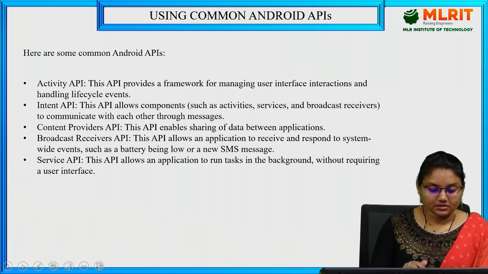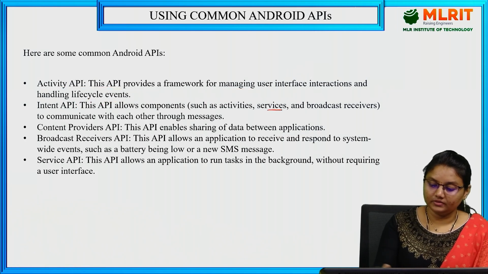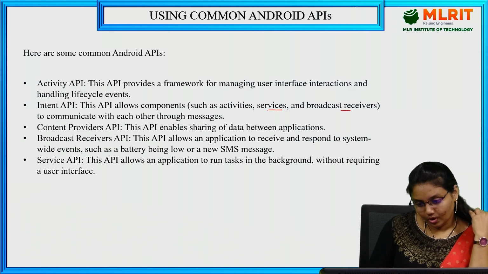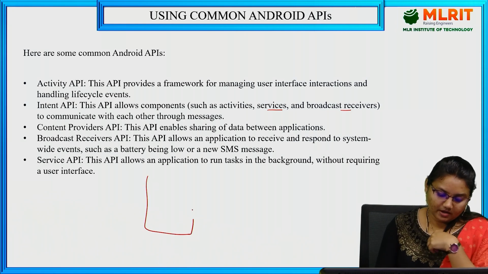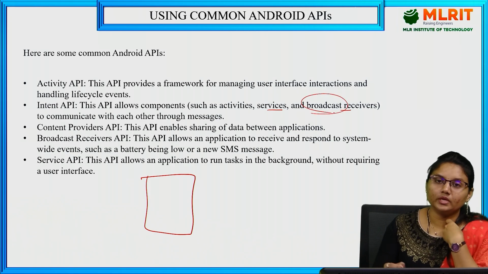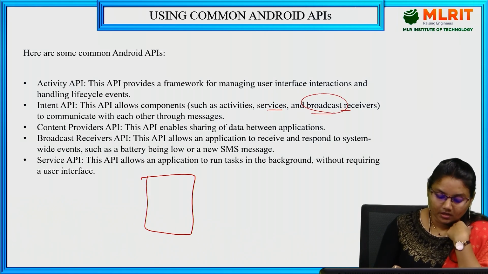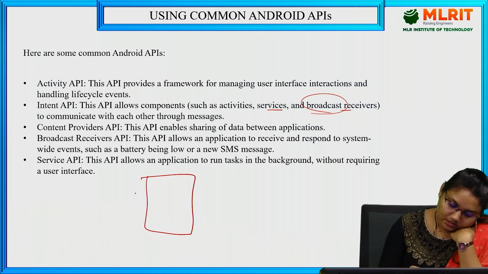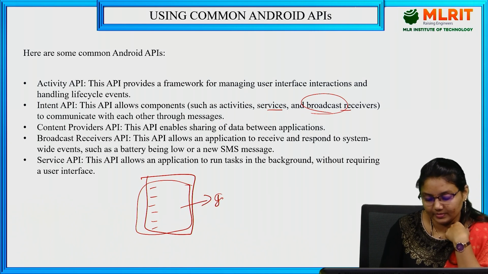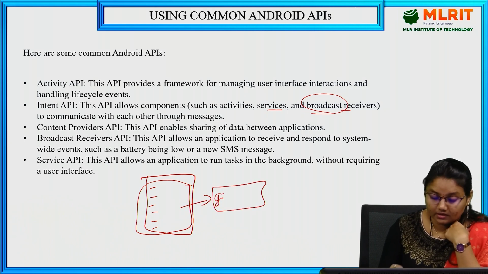Next, intent API. Intent API allows the components, activities or services or broadcast receivers, to communicate with each other through messages. Suppose in WhatsApp you wanted to send a group message, then what you need to enable? You need to enable the broadcast. Suppose you wanted to send messages to a set of people, these contacts should make a group. Group means you give one common name. Say I'm giving it as a group. In this group, you have all these contacts.